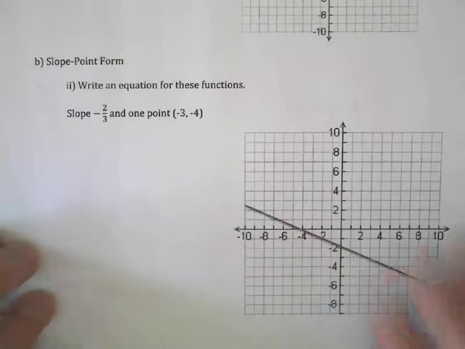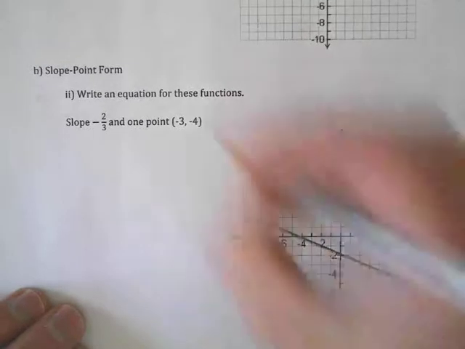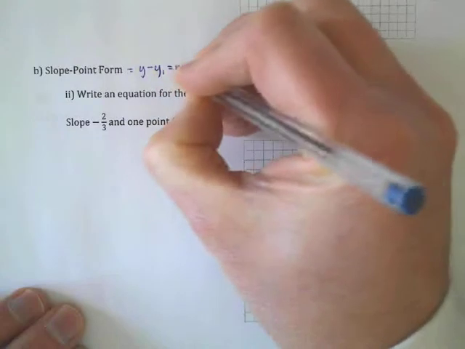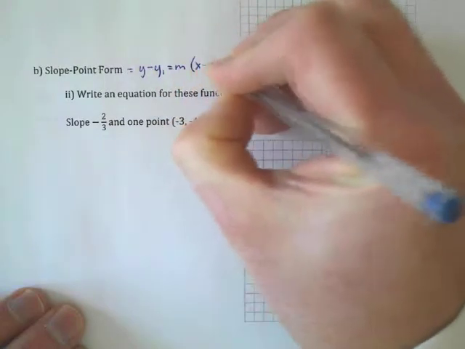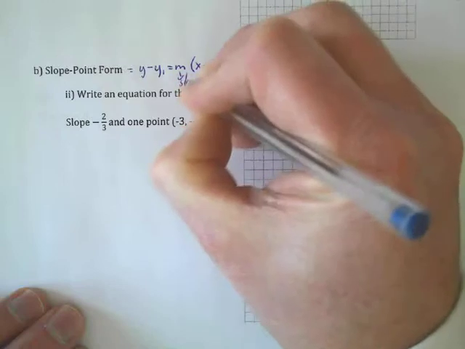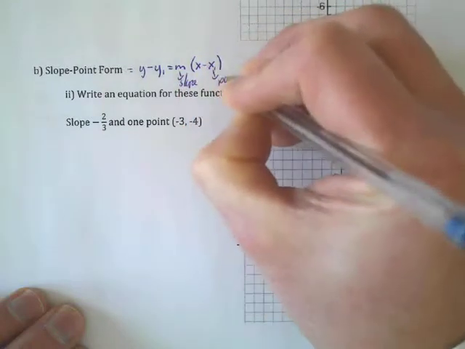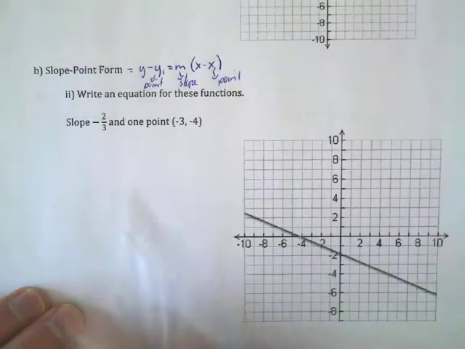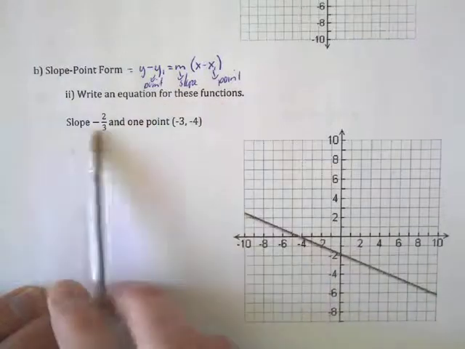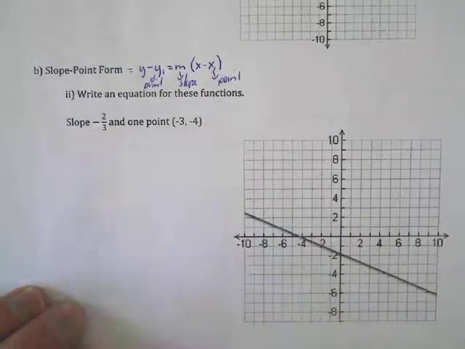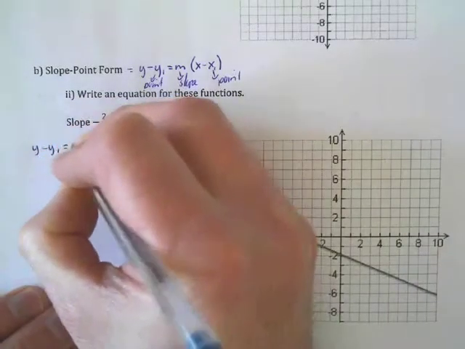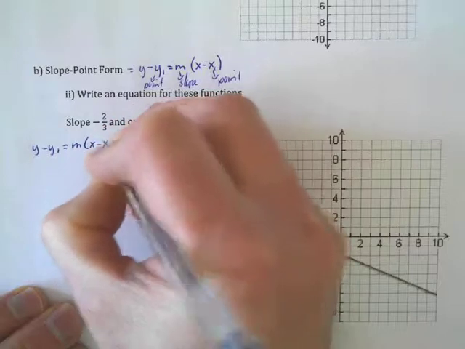Now, next question they're going to ask me to look at is slope-point form. So slope-point form is y minus y1 is equal to m times x minus x1, and once again this is my slope. This is a point on the x-axis, and this is a point on the y-axis. So write an equation for these functions. So once again, they give me the slope and they give me a point, so all I have to do is replace them into my formula and come up with my equation.